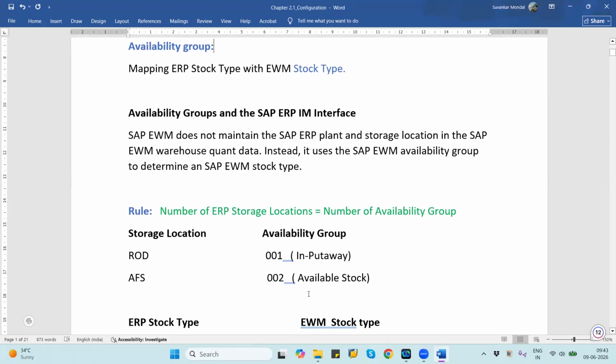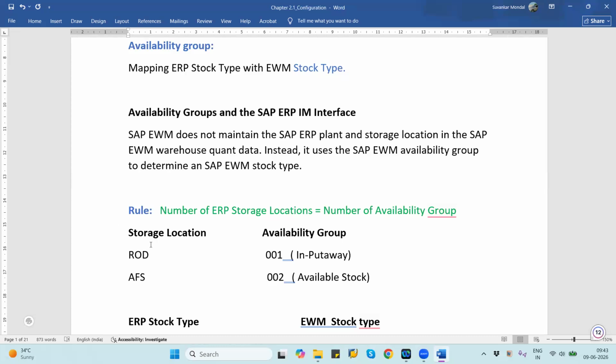So in the ERP system, we have the storage location which is ROD. ROD means received on dock, where we primarily receive the stock. The moment you receive the material in the dock location, the availability group of the corresponding storage type would be 001.